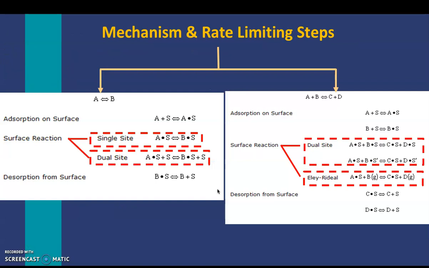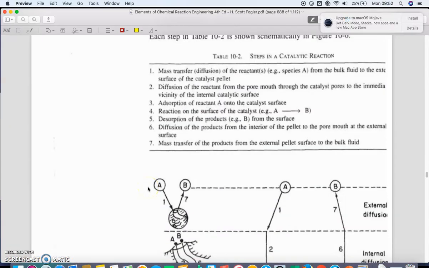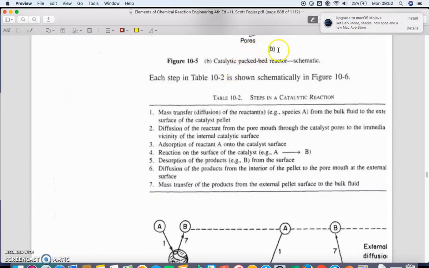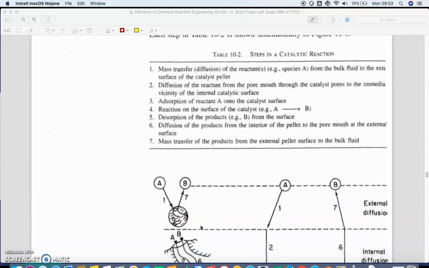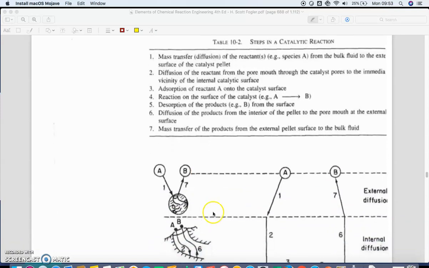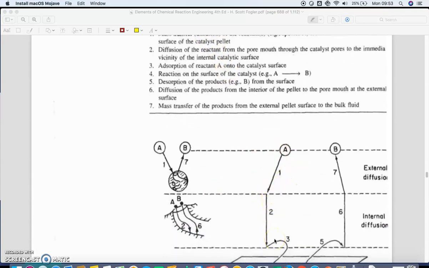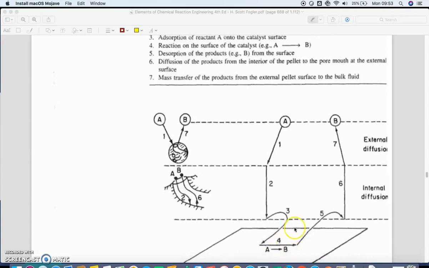So before I go to the mechanism and rate limiting step, in order for you to select a mechanism, let's refer to your textbook. These are the 7 steps that we have reviewed last time. If you look at this, the first 2 steps involve diffusion, right? So external diffusion and internal diffusion, then only we go to adsorption. The third step, adsorption, reaction, and desorption.